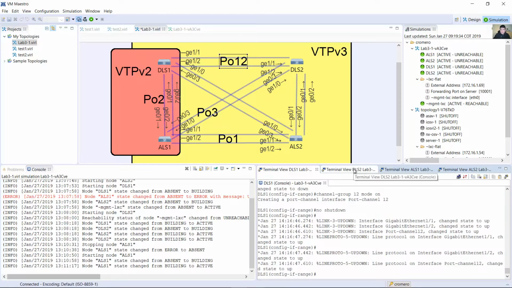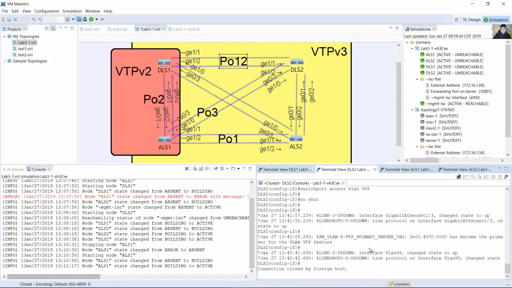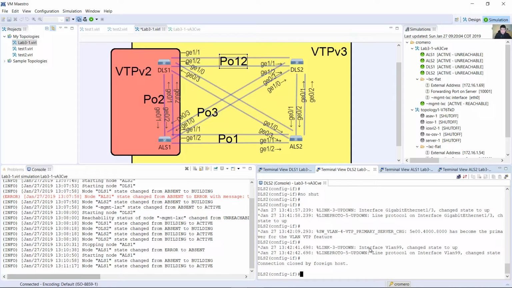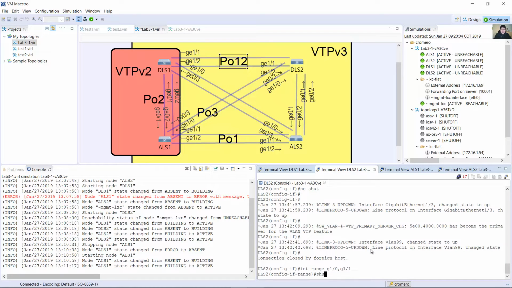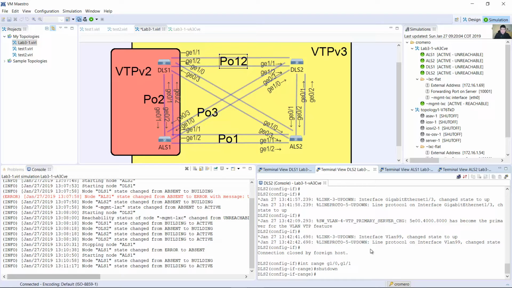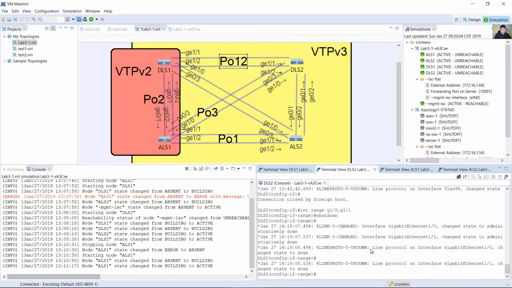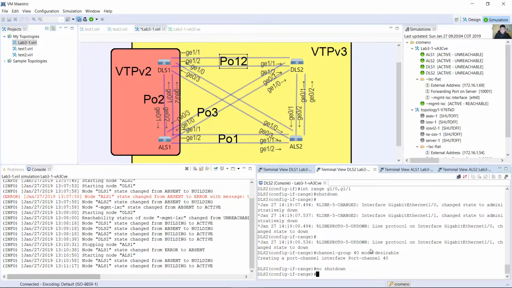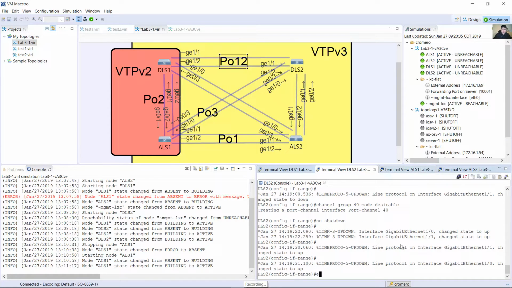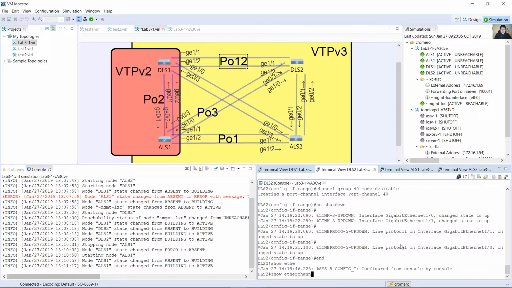Okay, go to DLS2. Interface range gigabit 10 and gigabit 11, shutdown, channel-group 40 mode desirable. Now no shutdown. And show the etherchannel summary.